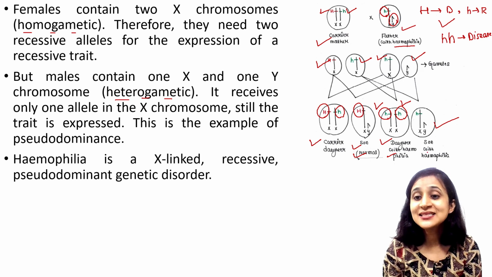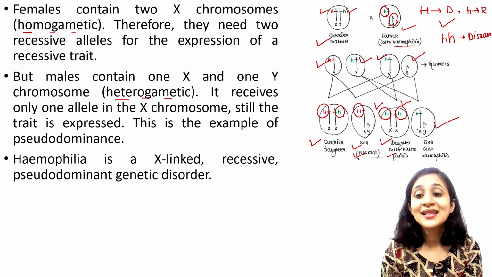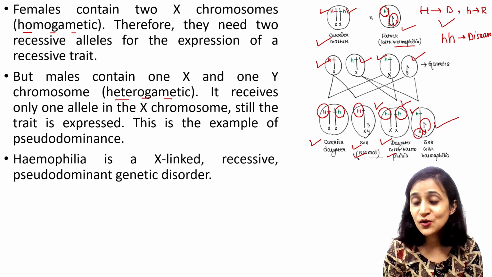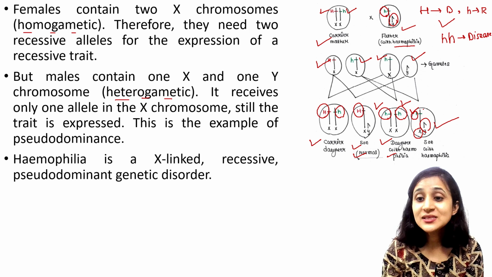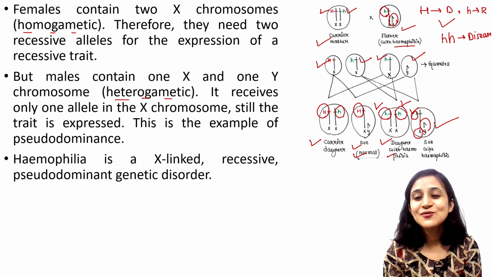In this case, the son has one X chromosome, and that X chromosome bears one small h allele, and he has one Y chromosome. As he has only one X chromosome, only one small h allele is enough to produce hemophilia disease. So in this case, he is showing the pseudodominance. So this is the pseudodominance.